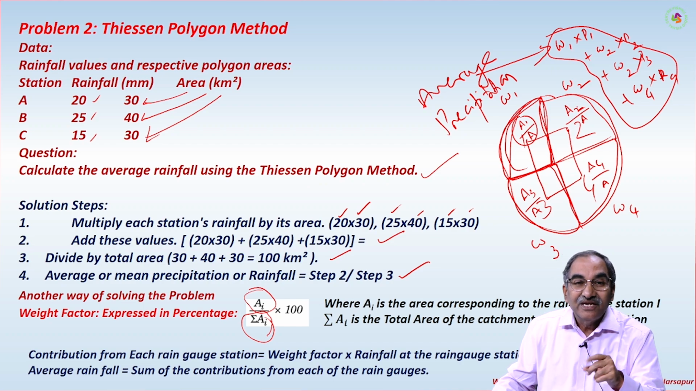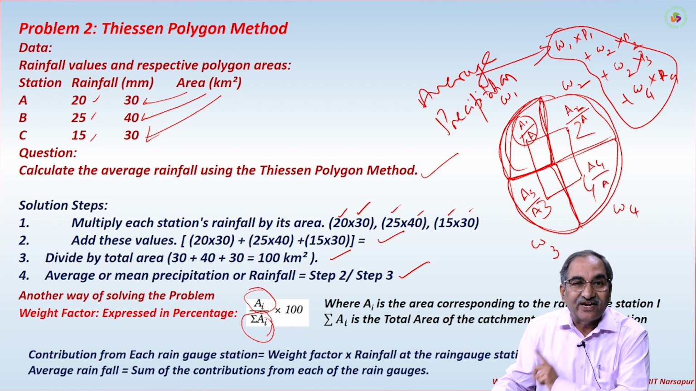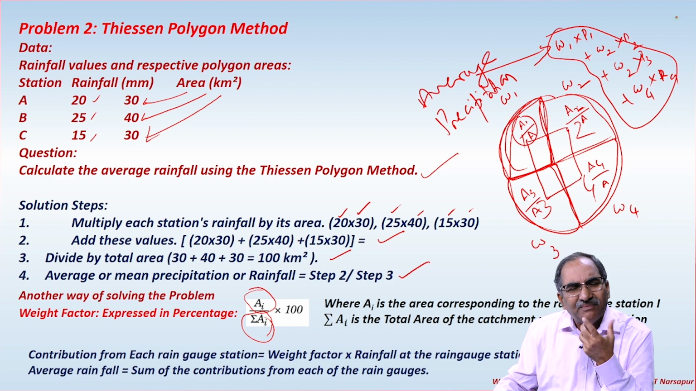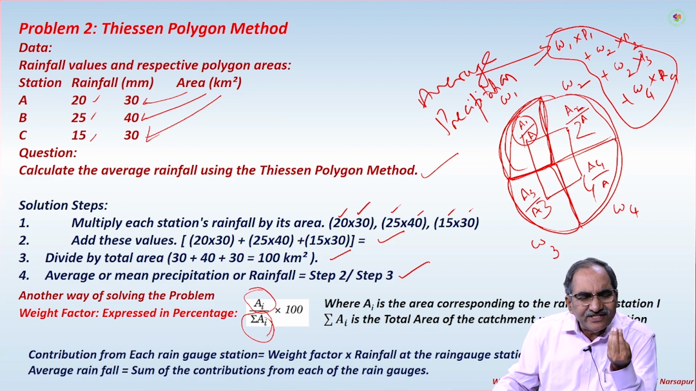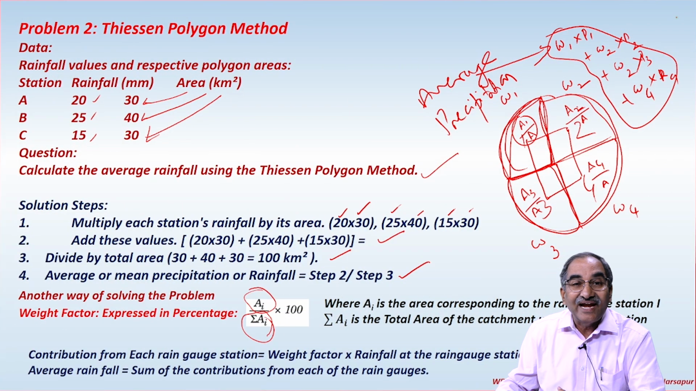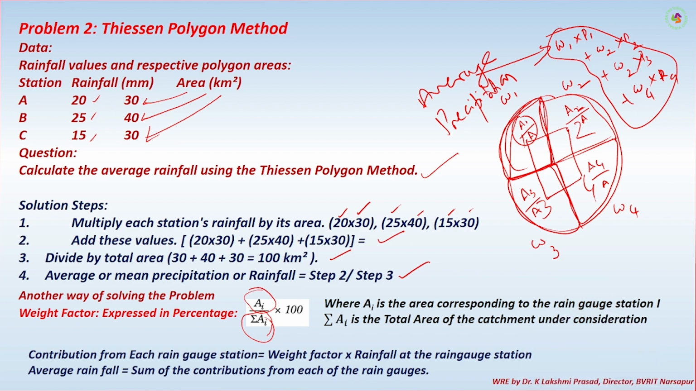But here, what is the crucial step? Determination of the areas, allocation of the areas, the contribution of the area to each of the rain gauge stations. Then the second one is the weightage factor. What do you mean by weightage factor? The area under each rain gauge divided by the total area is nothing but the weightage factor. The weightage factor multiplied by the rainfall at that rain gauge station gives the contribution of that station to the average precipitation. If you add up all of these, that gives you the total average precipitation. So this is another way of looking at it.